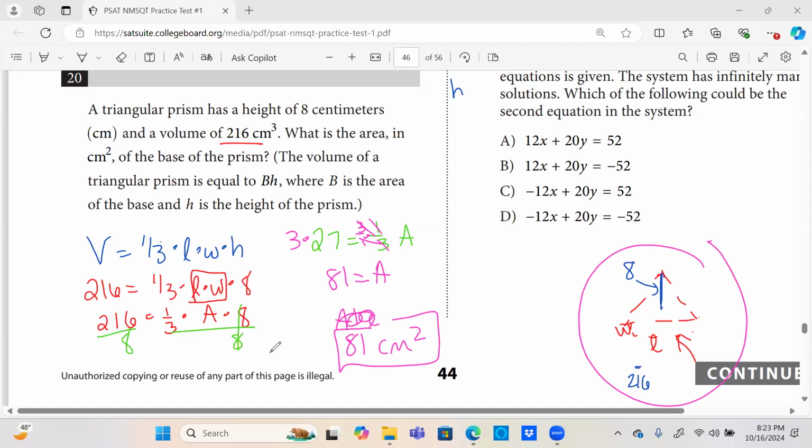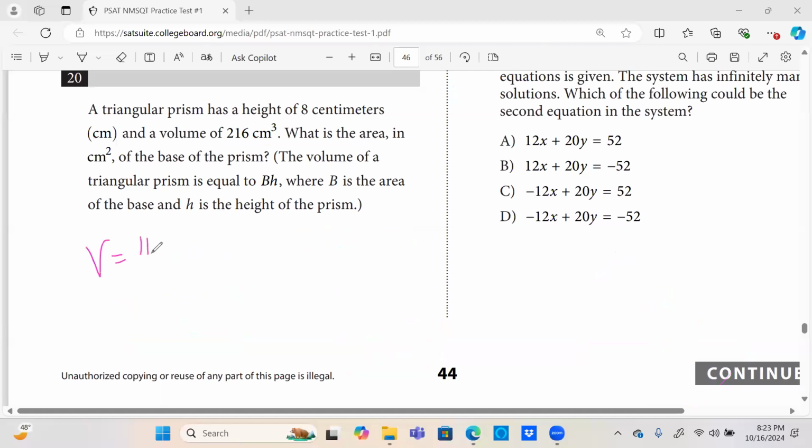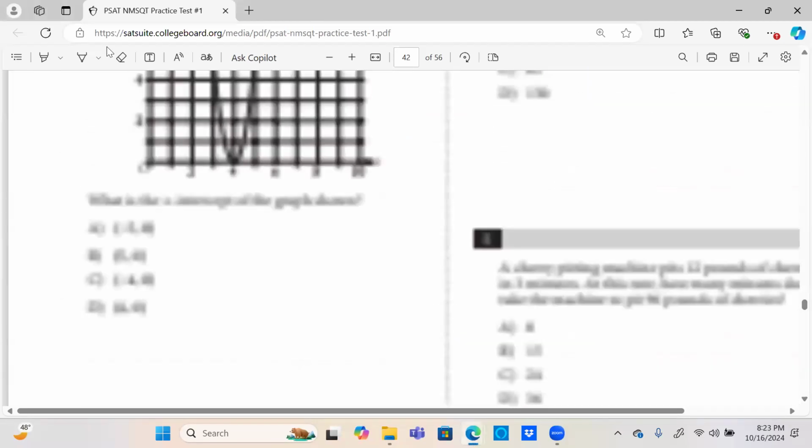And I'm just checking, and the correct answer is 27. Hold on, let's do that again. Volume is 1/3 length, width, height. But these two together is the area of the base. Oh, it tells us right here. The volume of the triangular prism is equal to BH. Oh, no 1/3. I must have grabbed the wrong formula. Silly me. Let's go back to that. Sorry.